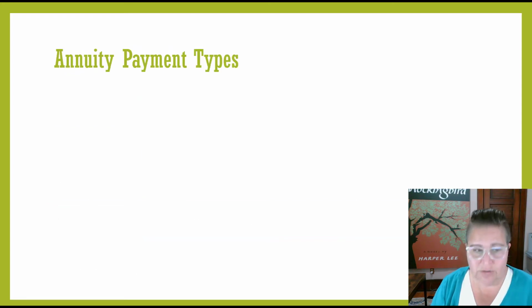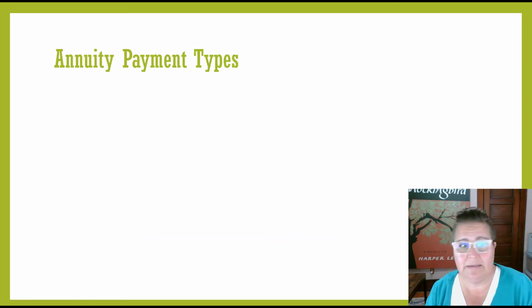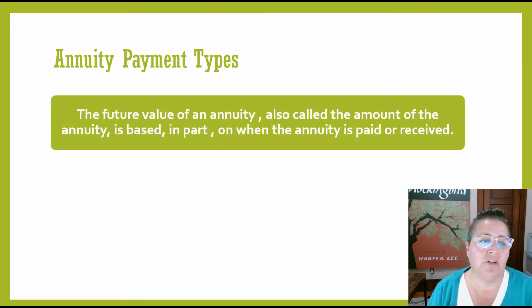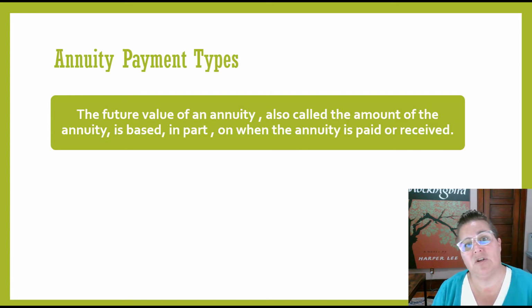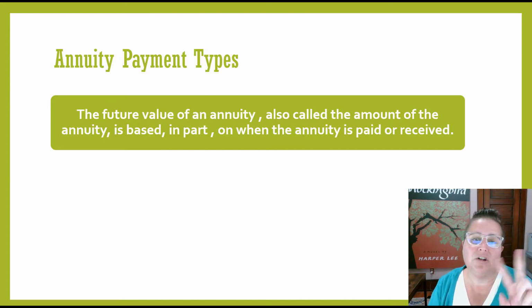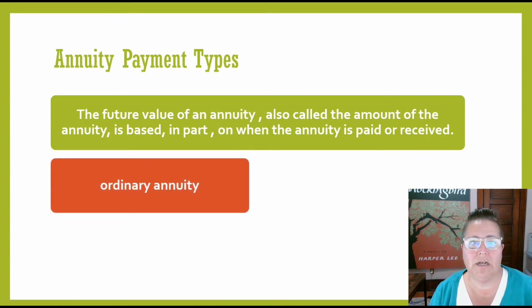All right. There are two types of annuity payments. The future value of an annuity, sometimes also called the amount of the annuity, is based in part on when that annuity is paid in or received. So you don't just get to pay in any time during the month. There are two specific types. The first type is an ordinary annuity.